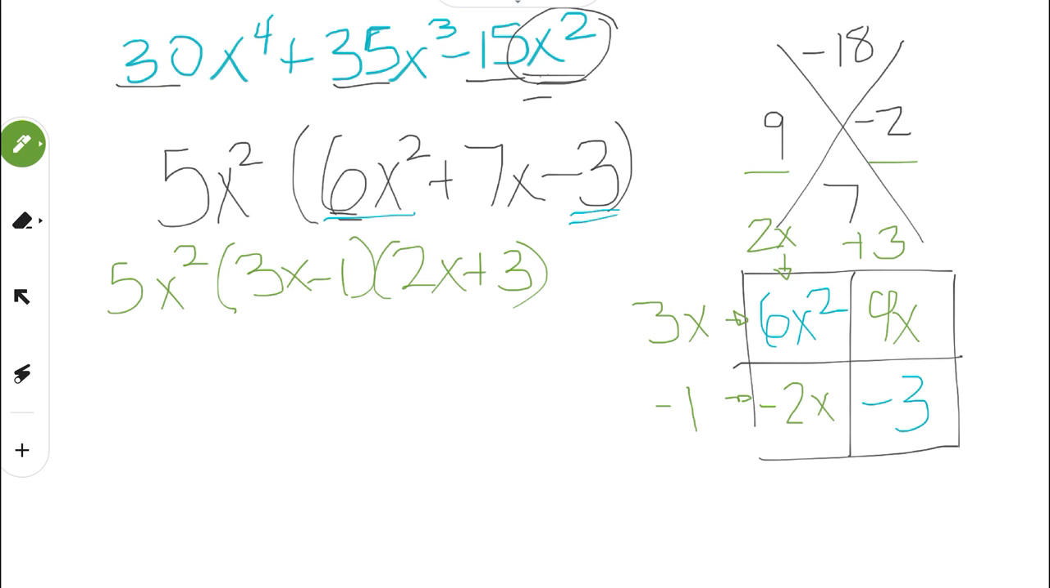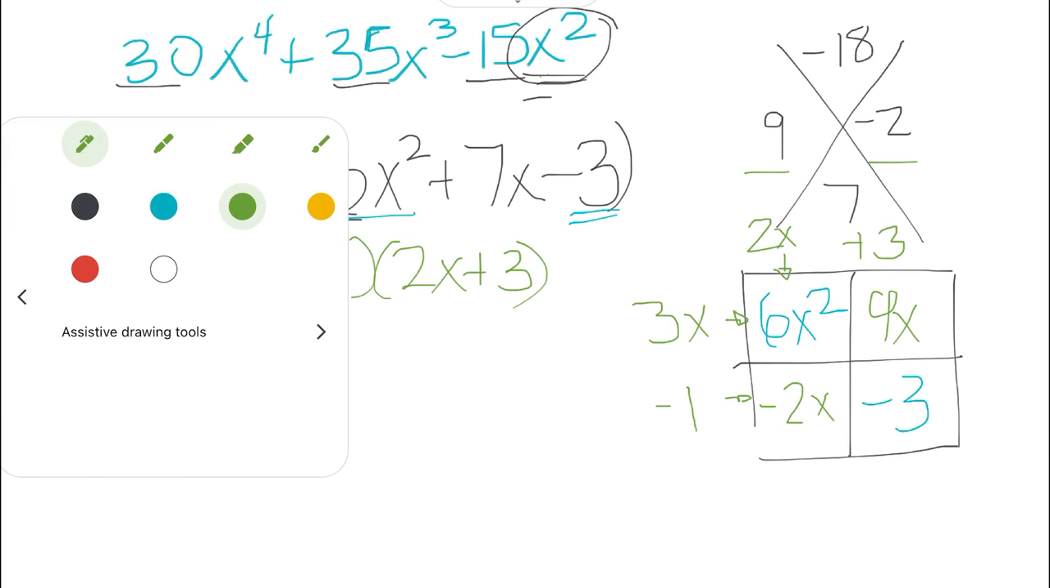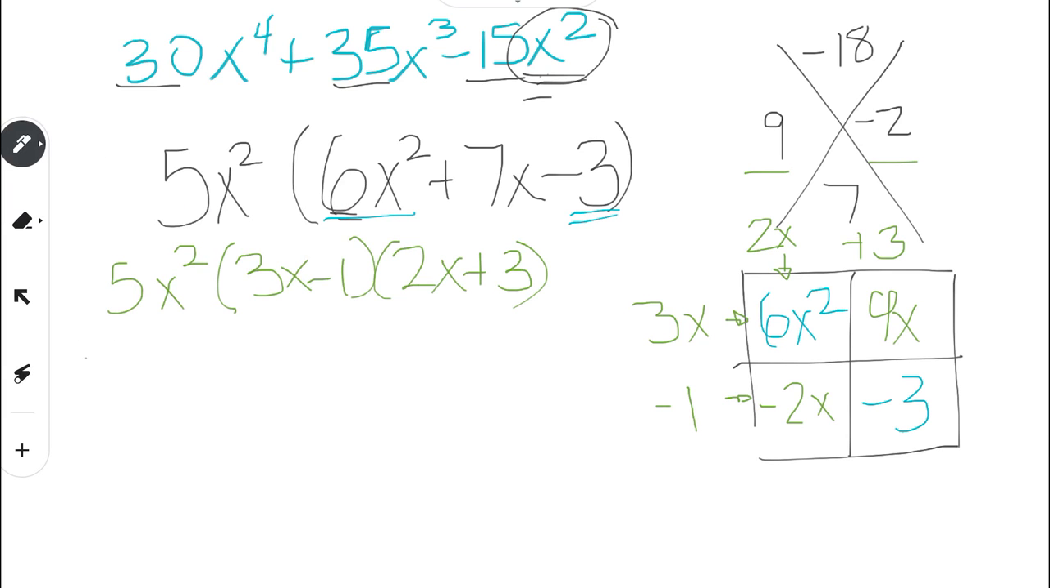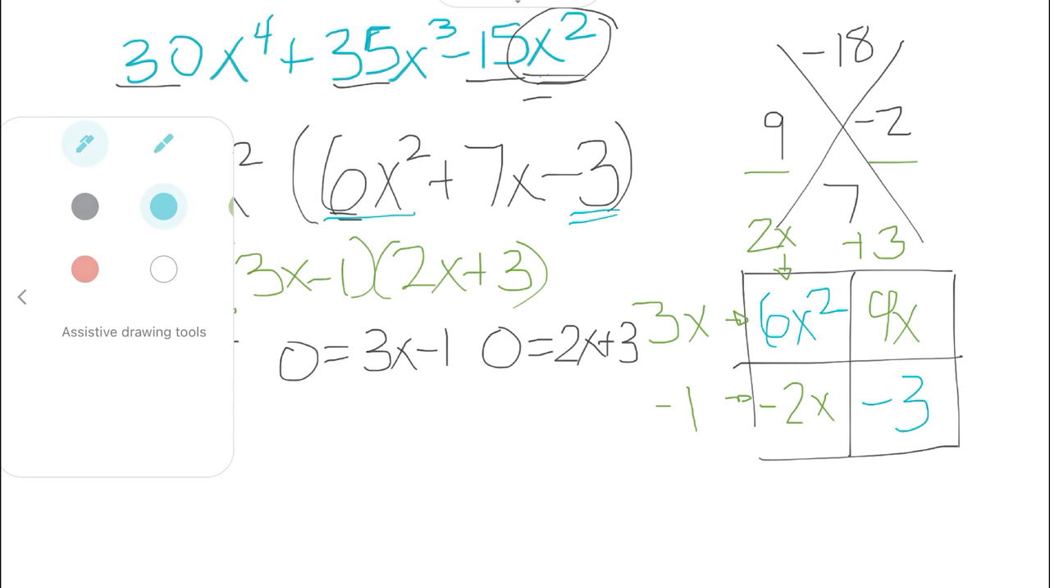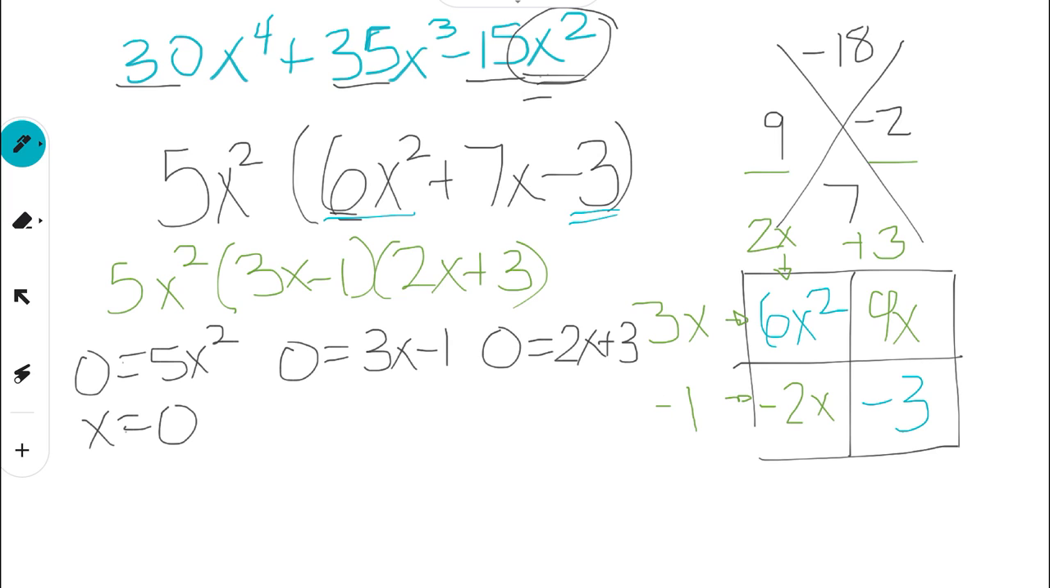And we're going to go ahead and use the zero product property. 0 is equal to 5x squared. 0 is equal to 3x minus 1. And 0 is equal to 2x plus 3. Almost running out of room. Okay, so this one's easy. x is equal to 0, because 5 times 0 squared is 0. Here, it's a two-step equation, and we could go ahead and solve for x.